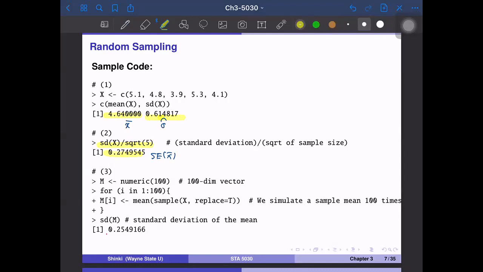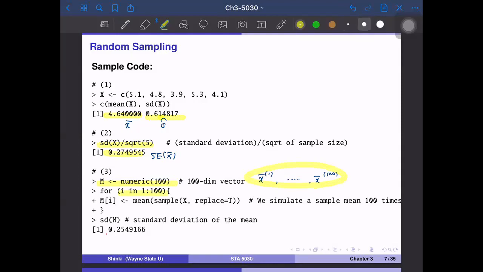So at first, we prepare a vector m to store 100 different x bars. For the first resample, we calculate x bar, then we call that x bar superscript 1. And we calculate this 100 times for different samples. Then after that, we can calculate the standard deviation of these 100 observations. So that can be done by this code.